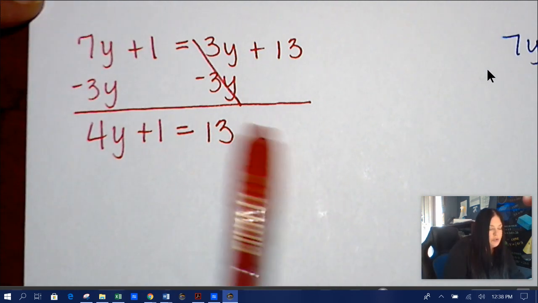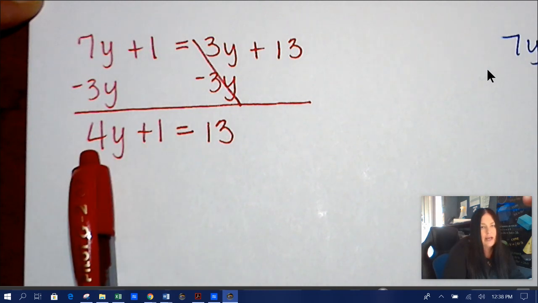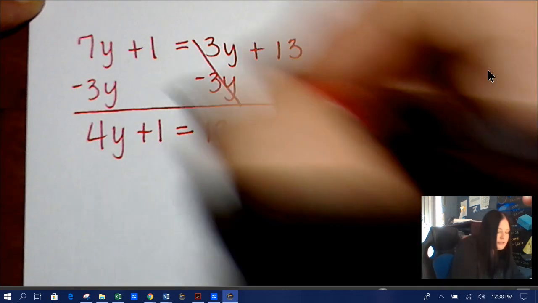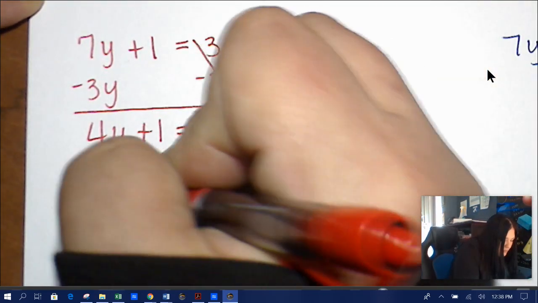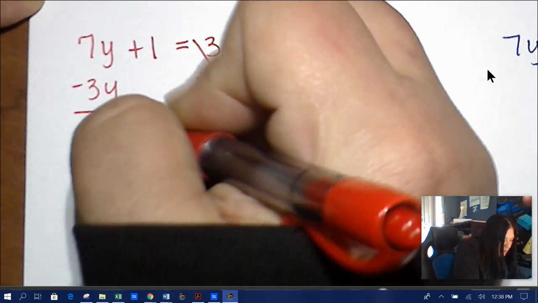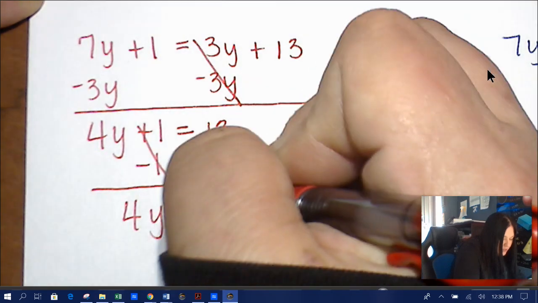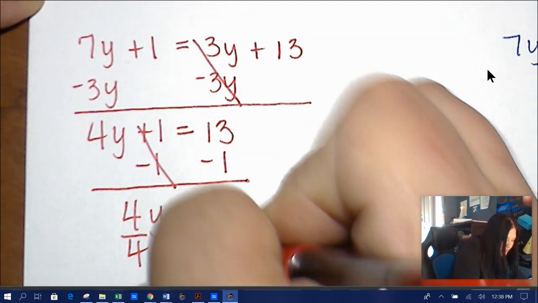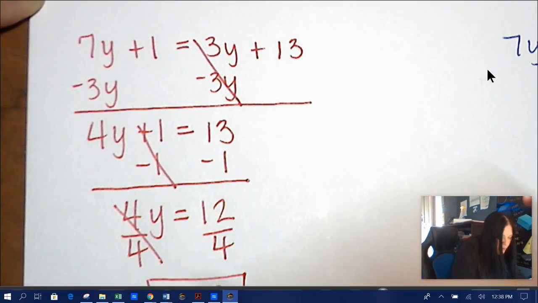So once you cancel the variable, now you're going to cancel the numbers on the same side as the letter. We always cancel the number by itself first, the number touching the letter last. So the opposite of plus 1 is minus 1. We bring down our 4y. Our 1's are canceled. Then we have an equal sign. 13 minus 1 is 12. And the opposite of multiply by 4 is divide by 4. And when we do, we get y equals 3.